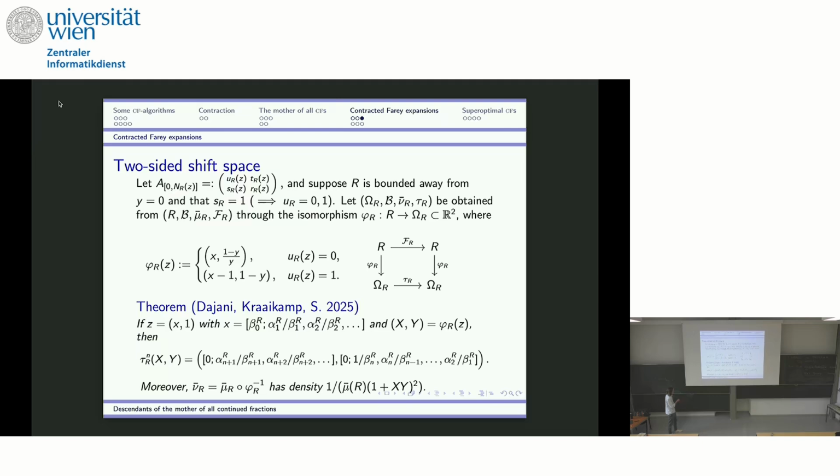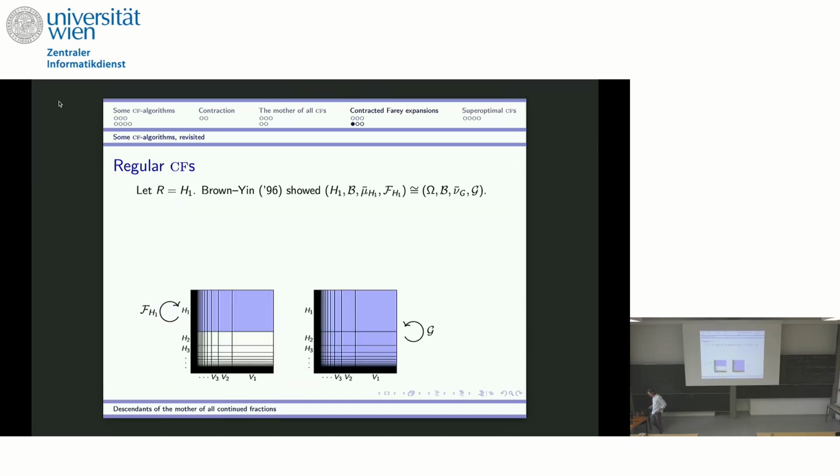Furthermore, the push-forward measure for this dynamical system, nu bar r, has density 1 over the mu bar measure of r times (1 plus xy) squared. So if you recall the slide from the natural extension of the Gauss map, this density should look very similar to the natural extension density. It's not a coincidence. In 1996, Brown and Yin showed that the induced system on the region H1, this top half, of the natural extension of the Farey tent map is isomorphic to the natural extension of the Gauss map that I introduced earlier.